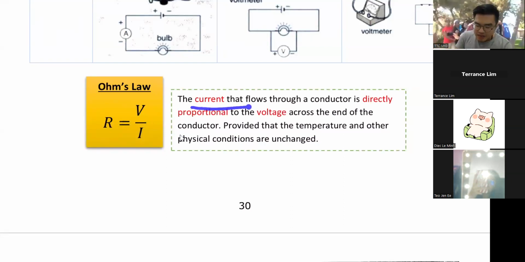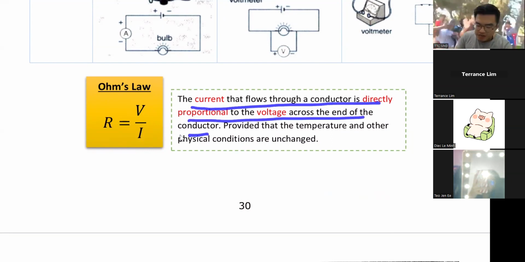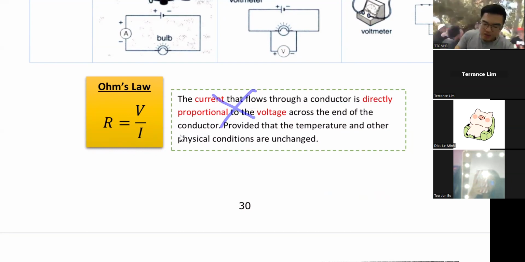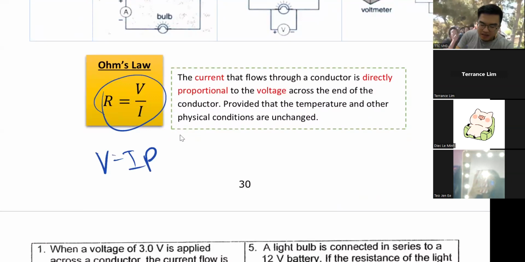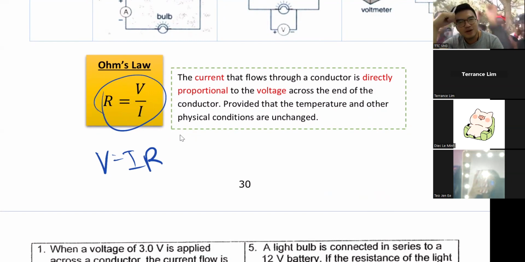The current that flows through a conductor is directly proportional to the voltage across the ends of the conductor. We don't care about that, we just have to know this. I don't memorize that. I just memorize V equals IR, which is the same thing. You move the I up here and it becomes IR, because I think V equals IR is easier to memorize.